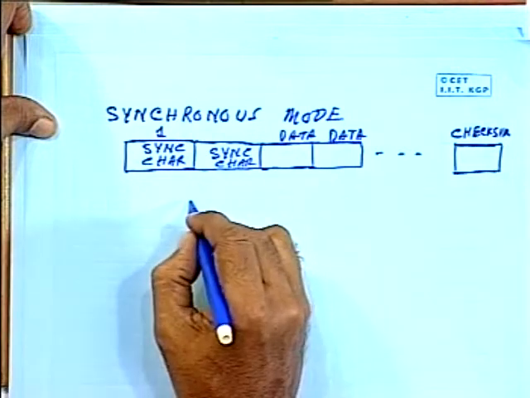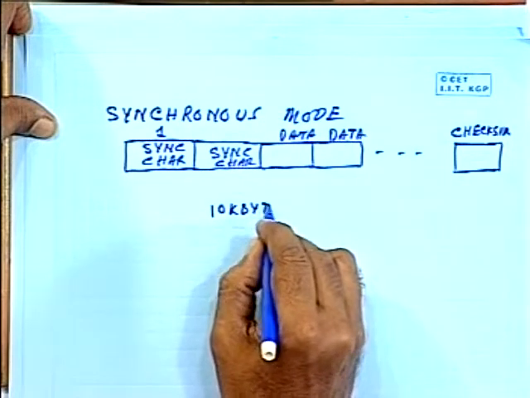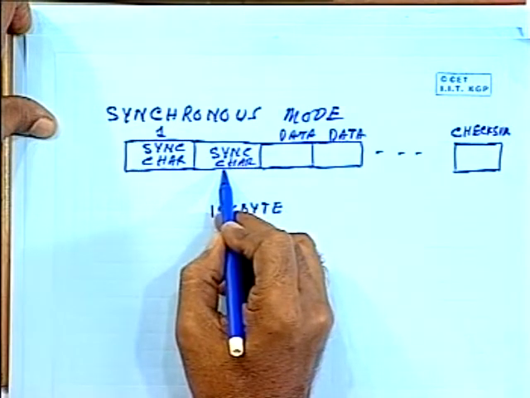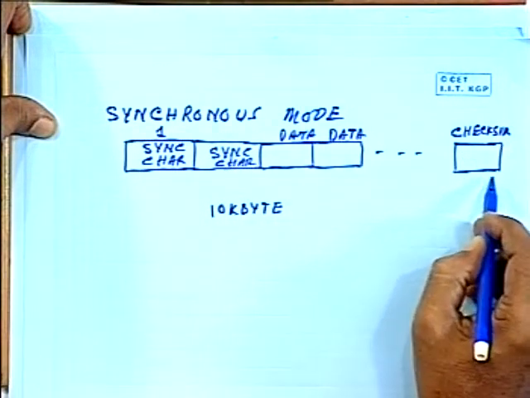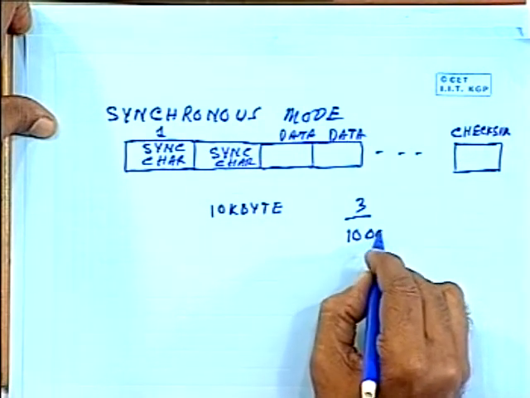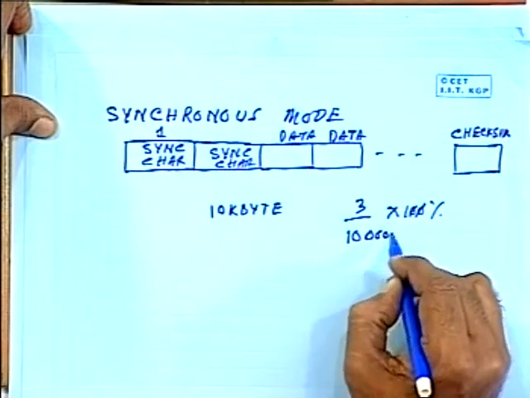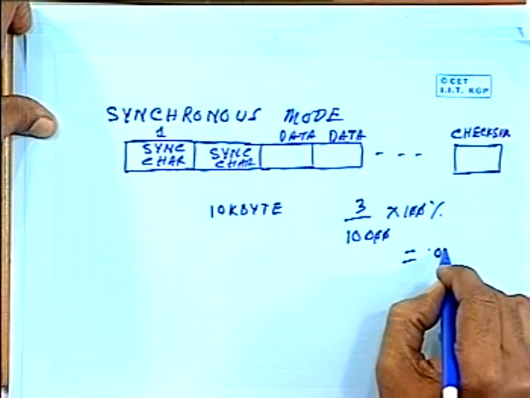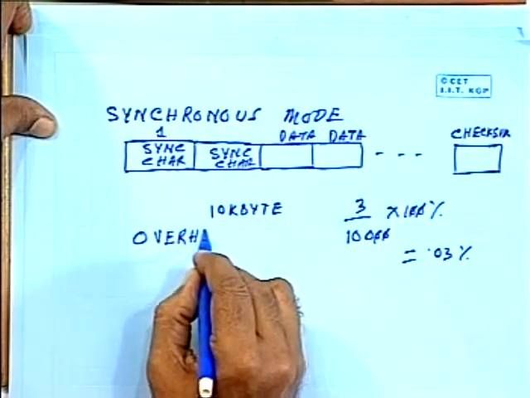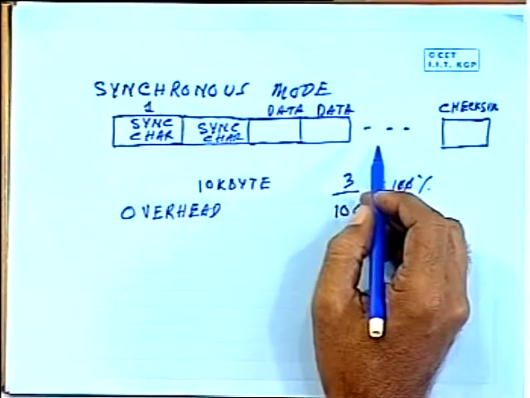Suppose you are sending 10 kilobytes of data. Then the extra overhead is only two synchronization characters, and maybe at the end one checksum character. So 3 by 10k into 100 is the percentage. You see, this is very insignificant, about 0.03 percent. So in this case, the overhead is very small. However, it has some problem.